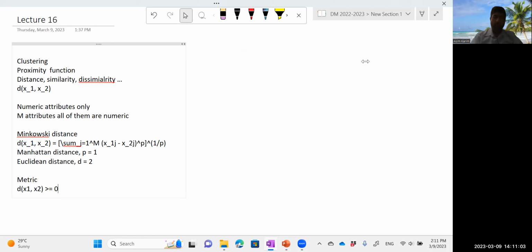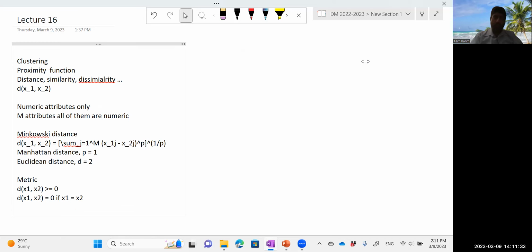The dissimilarity between the two objects should be greater than or equal to 0. And the dissimilarity between x1 and x2 would be equal to 0 if x1 is equal to x2, meaning that this is the only situation where the distance between the two would be 0, meaning that they're the same points, the same object, the same observation. Okay? So this is the second condition.